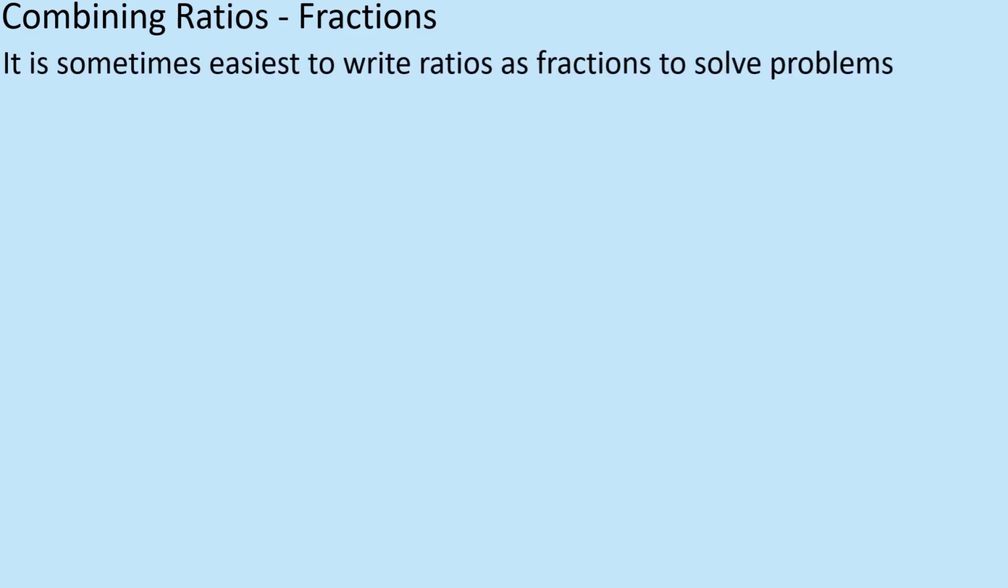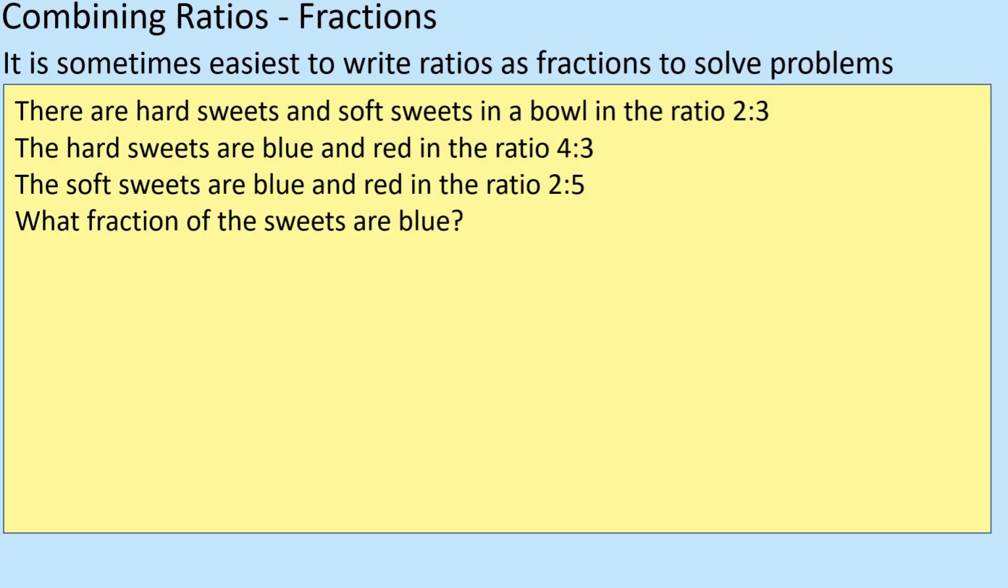Like I said, it's sometimes easier to write ratios as fractions to solve problems. So we'll look at a problem and how you would tackle that particular problem. There are hard sweets and soft sweets in a bowl in the ratio of 2 to 3. The hard sweets are blue and red in the ratio 4 to 3, and the soft sweets are blue and red in the ratio 2 to 5. What fraction of the sweets are blue?